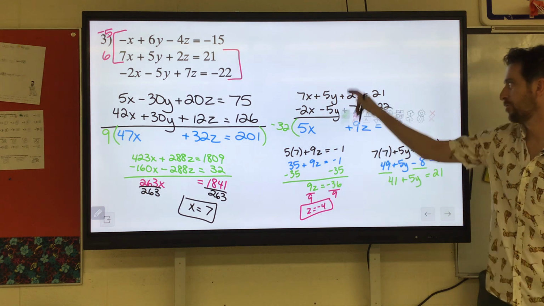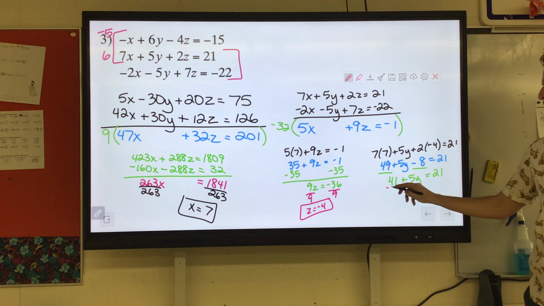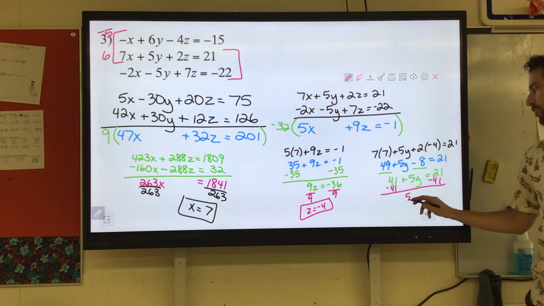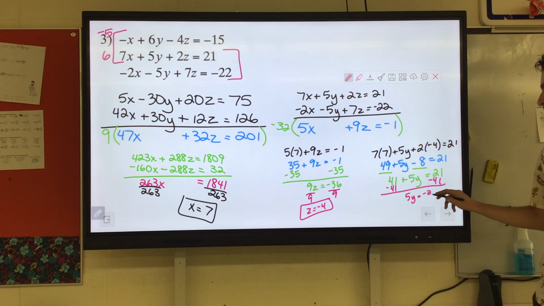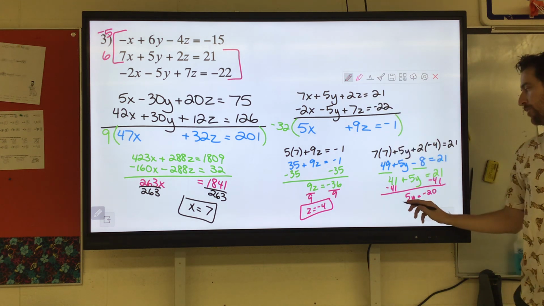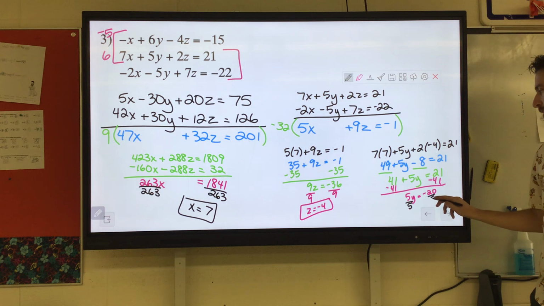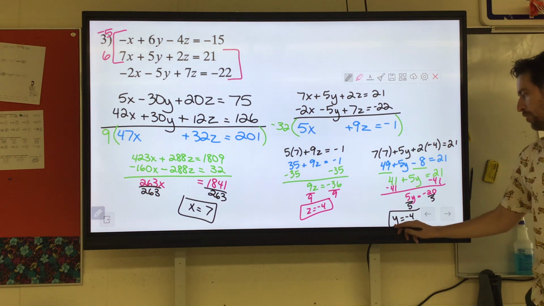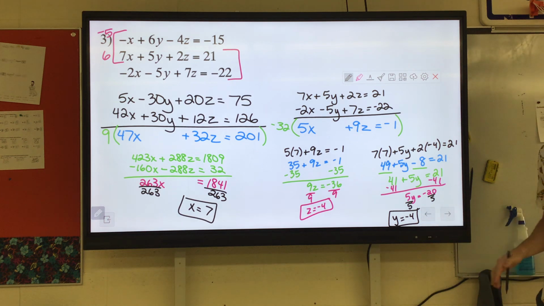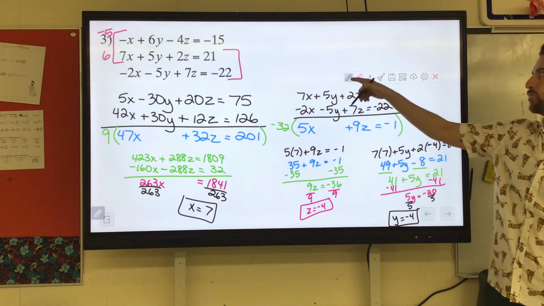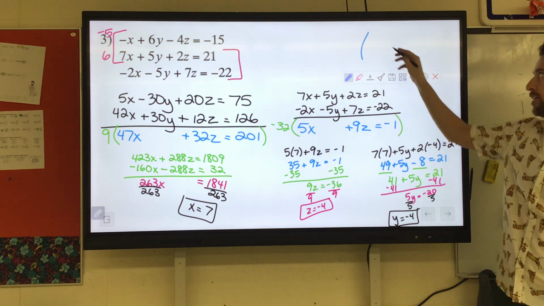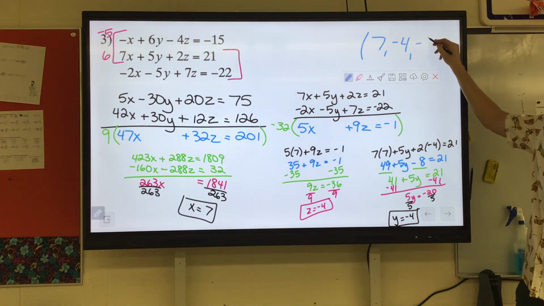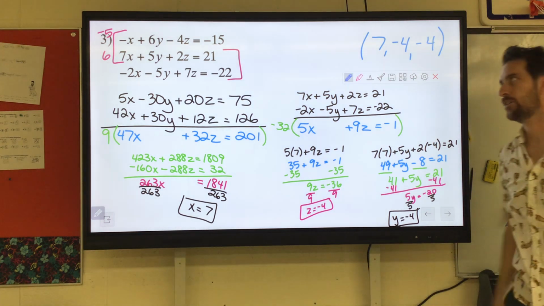I'm running out of room. Subtract the 41 from both sides. 5y equals negative 20. And then we can divide by 5 on both sides. We get y equals negative 4. Why you being negative 4? That's close. So x, y, z, our x is 7. Our y was negative 4. And our z was also negative 4. How cute is that?